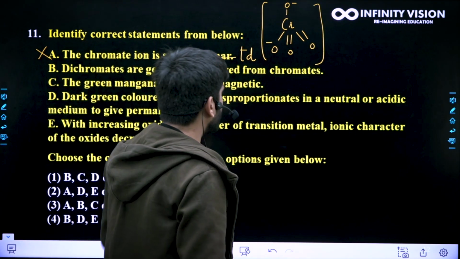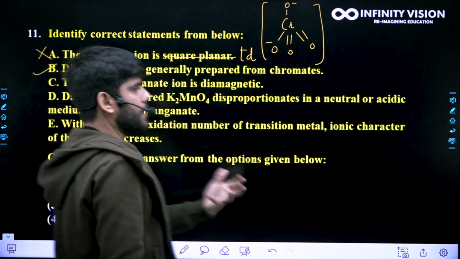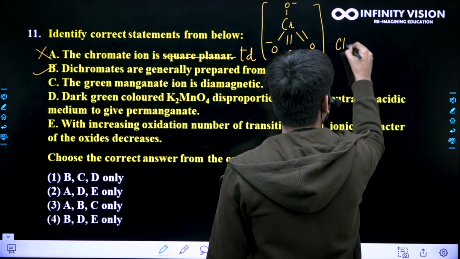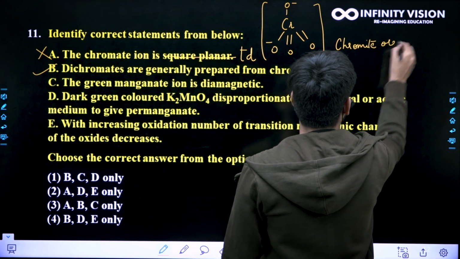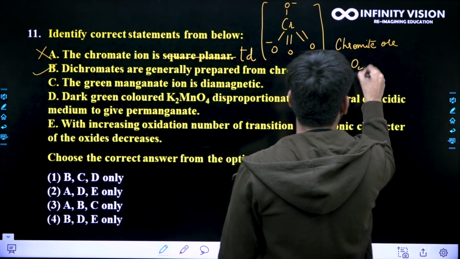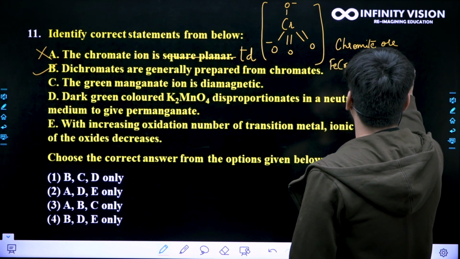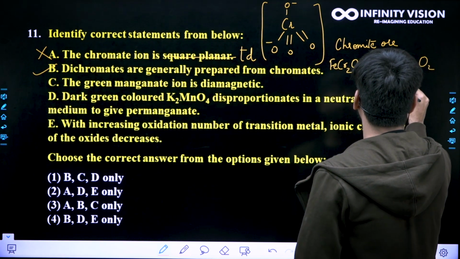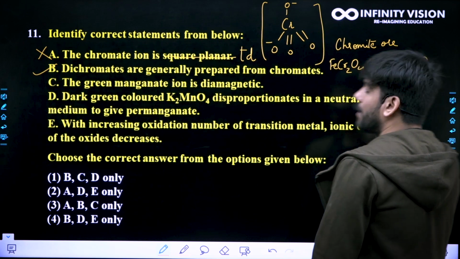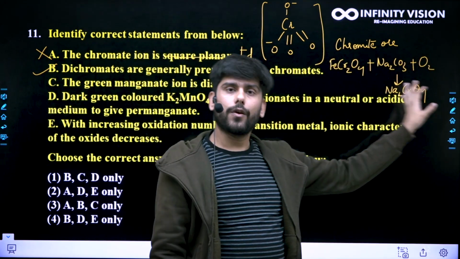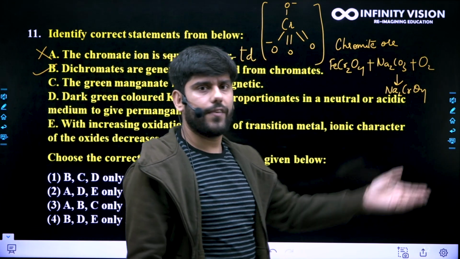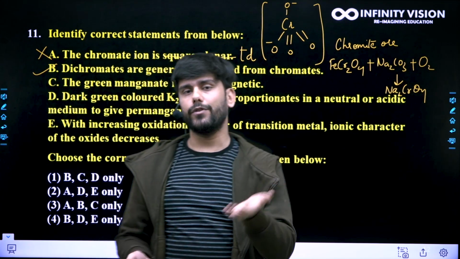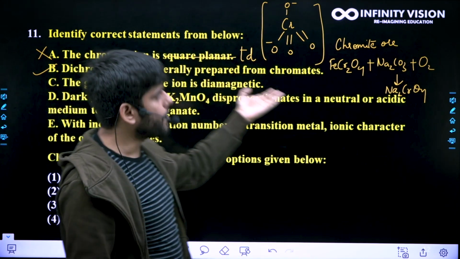Dichromates are generally prepared from chromates. Yes, if you see the preparation of potassium dichromate, we start from chromite ore, right? Chromite ore, which is FeCr2O4. This, upon reaction with Na2CO3 in the presence of air, gives us sodium chromate, a yellow colored compound. Now this sodium chromate upon acidification gets converted to sodium dichromate, which upon treatment with, say, KCl gives you potassium dichromate. Then yes, the dichromates are generally prepared from chromates.